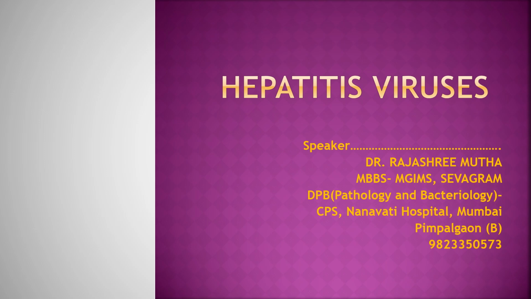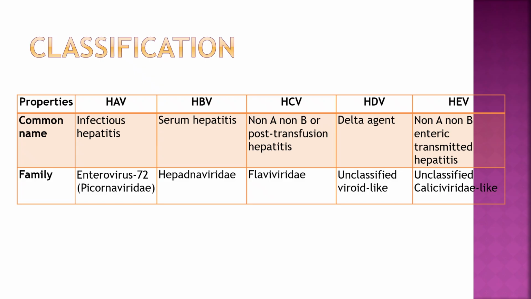Hello students, let's study hepatitis viruses. Classification of hepatitis viruses. So HAV is the infectious hepatitis virus, enterovirus 72, that is Picornaviridae. HBV, serum hepatitis virus, Hepadnaviridae. HCV, non-A non-B or post-transfusion hepatitis virus, Flaviviridae. HDV, delta agent, unclassified viroid-like. HEV, non-A non-B, enterically transmitted hepatitis, unclassified Caliciviridae-like.